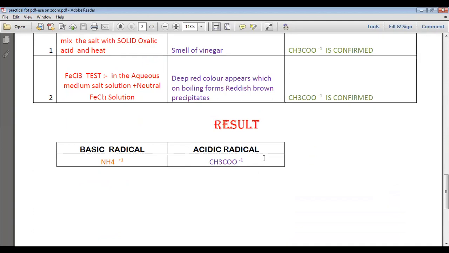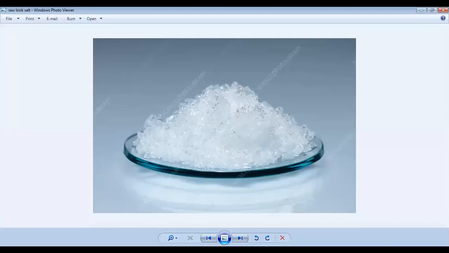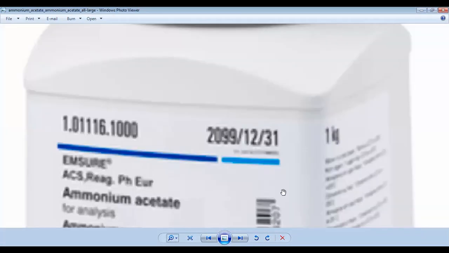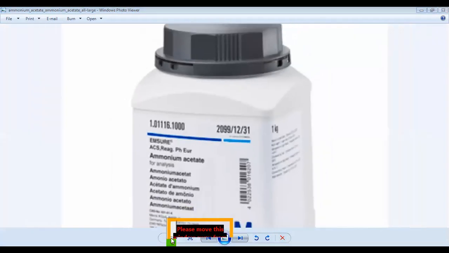Actually, the salt given to us today was ammonium acetate. This ammonium acetate salt looks like this, and this is what we have taken from the bottle of ammonium acetate, and we have analyzed this ammonium acetate completely for you today, my dear students. So this is how you can understand the ammonium acetate. You can see here that we have taken ammonium acetate from the bottle for the analysis today, and this is how we do the analysis for ammonium acetate.